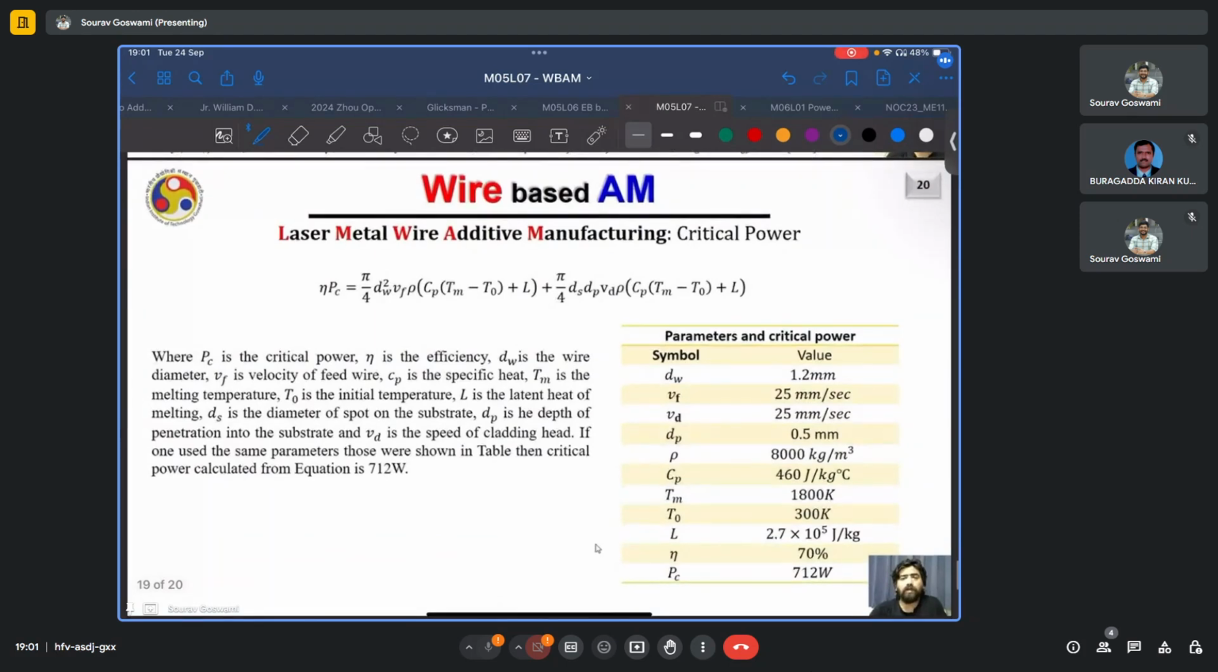And here is a very useful equation for calculating the critical power, or the minimum amount of power which may be needed to melt both the wire and the substrate. So here the energy is divided between the two. For the wire, this is the first part. This is for the substrate.